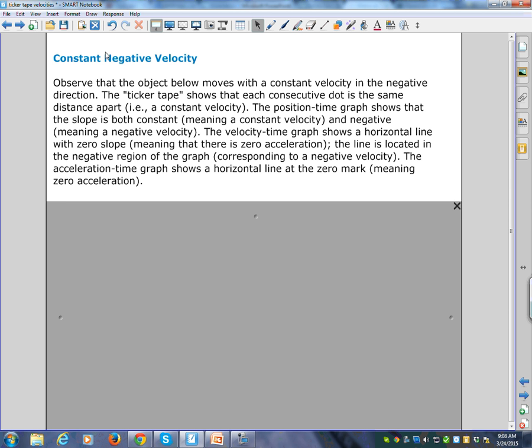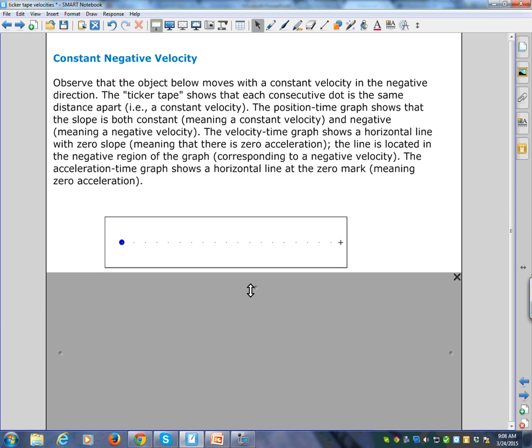Going to be what? Exact same thing to the left. Right you are. Exact same thing, just to the left. Left meaning negative, right?